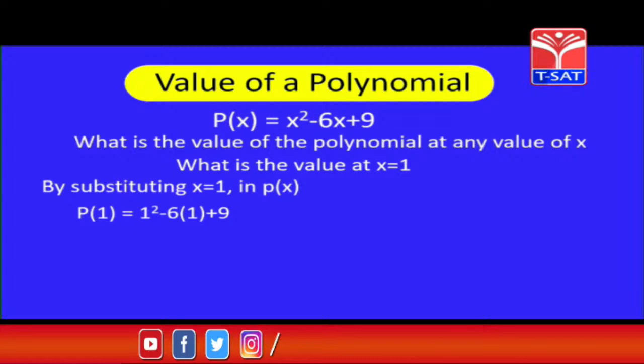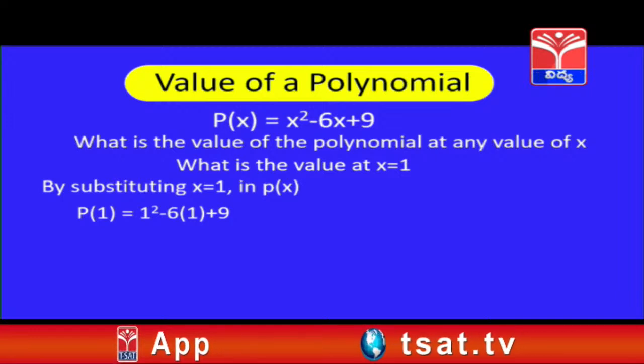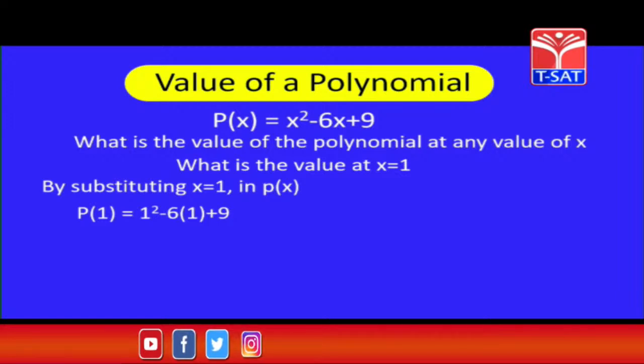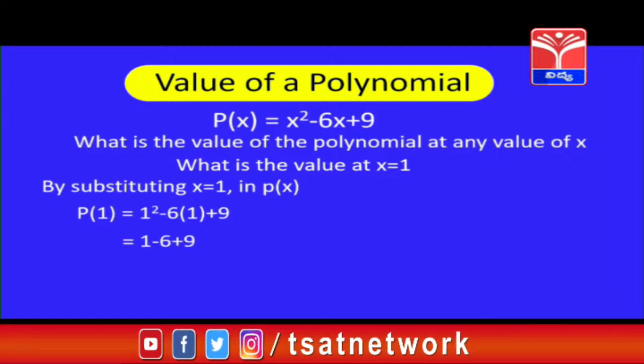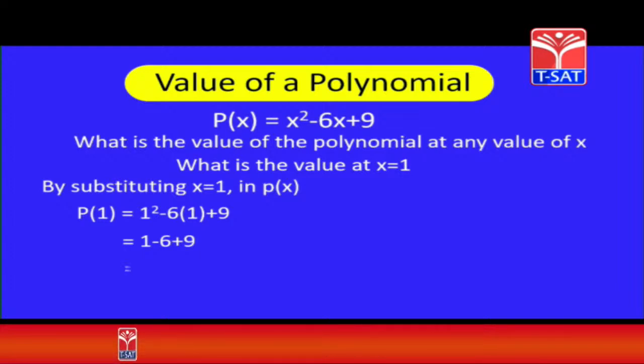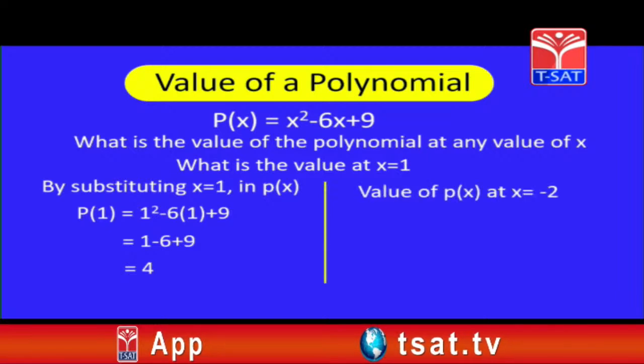P of 1 equal to 1 square, in the place of x square, minus 6 into 1 plus 9. Simplify this and try to write the answer. 1 square becomes 1, 6 into 1 is 6, and plus 9, add and subtract. What will be the value? Yeah, it is 4. Try to write the value of this polynomial at x is equal to 2.